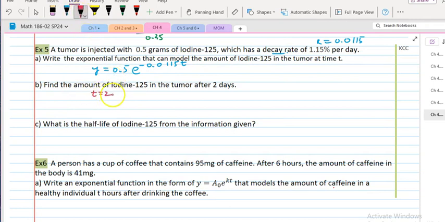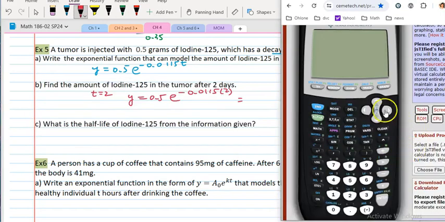So t equal to 2, y would equal to 0.5, e negative 0.0115 t. So this is not finding time. They actually just want to find the value. So we use the formula, put in the calculator. So this would be 0.5 gram times second ln is E.